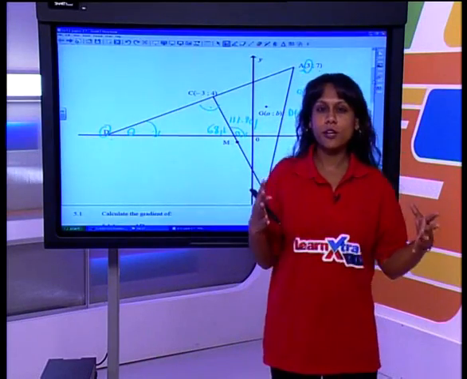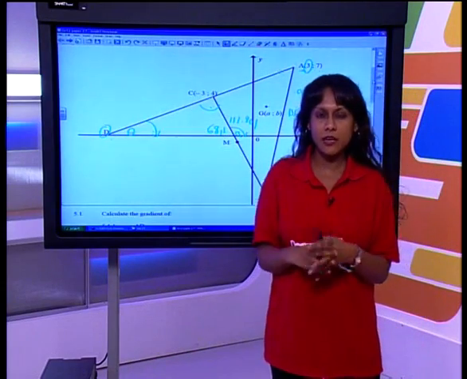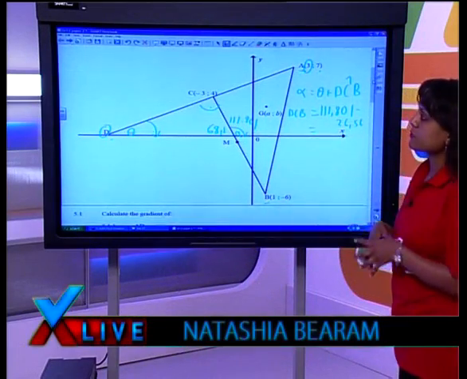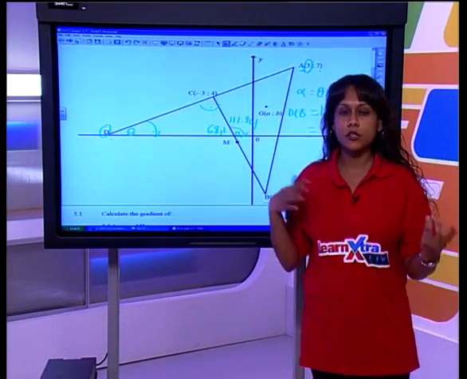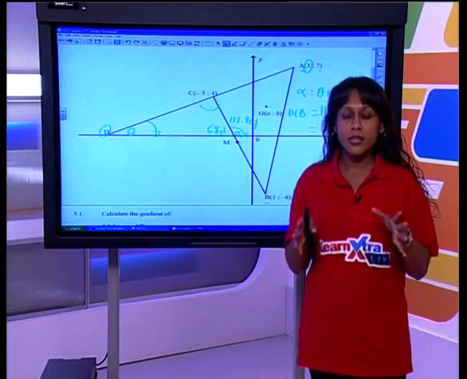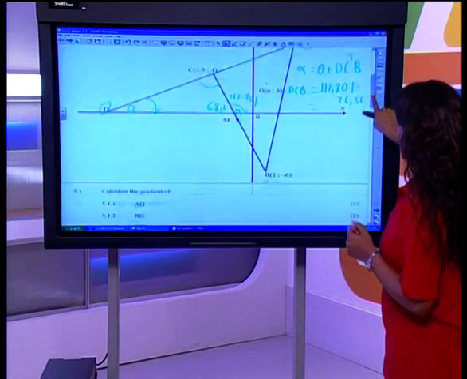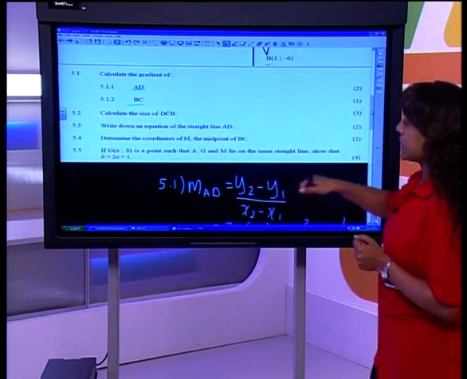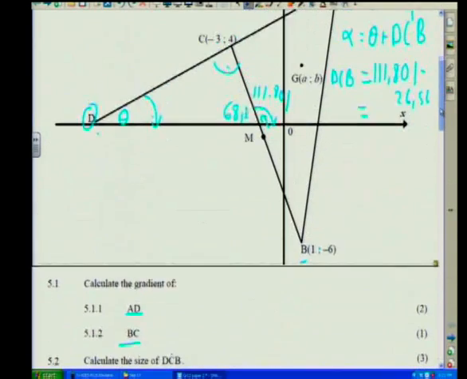All right, guys. So just before the break, we were having a look at question 5 in the November 2010 paper 2. We were looking at analytical geometry. We revised our formulae for straight lines. We looked at gradients. We looked at finding equations and angle of inclination. Now, the next part that we're going to look at is number 5.4, which asks us to find the coordinates of M, the midpoint of BC.